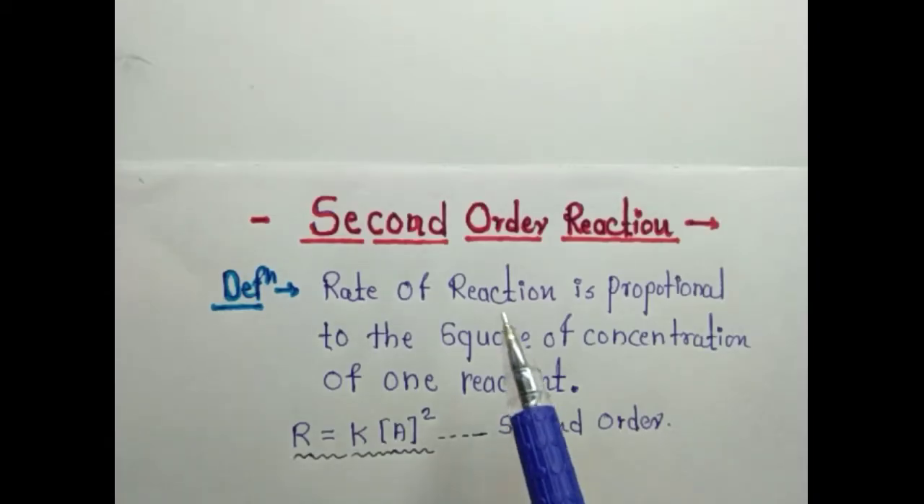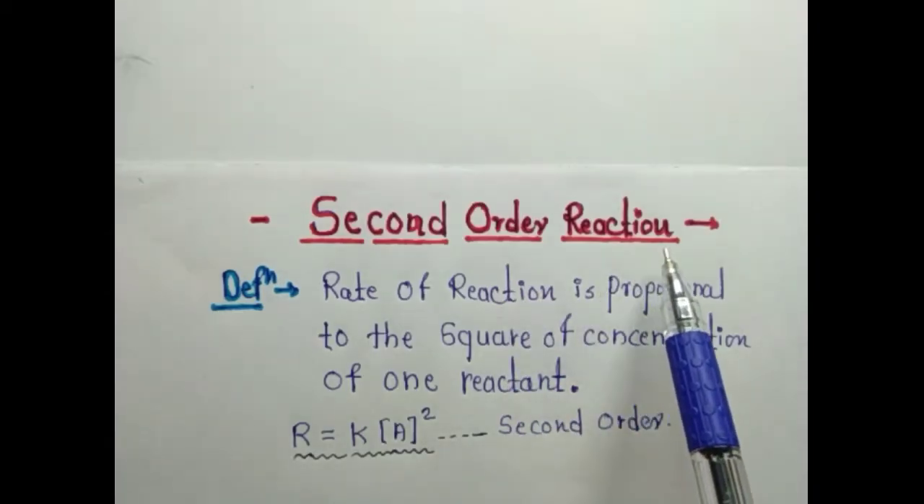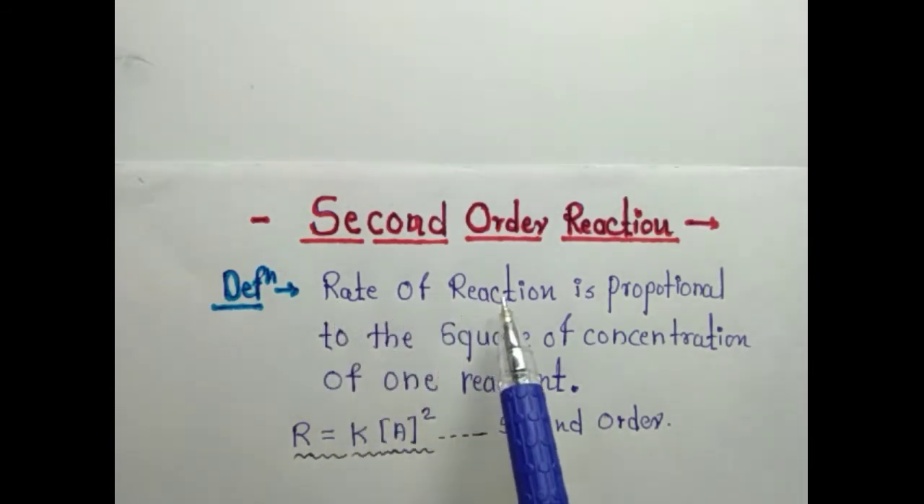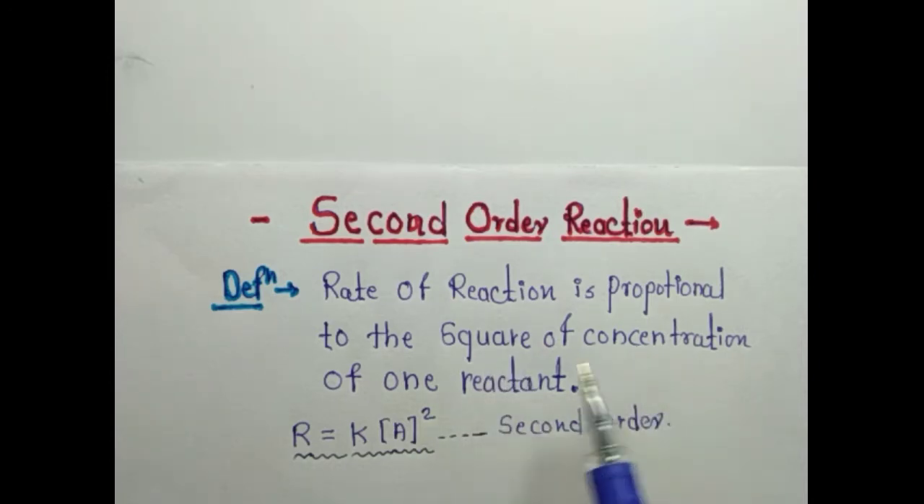This is our second order reaction. The definition of a second order reaction: the rate of reaction is proportional to the square of the concentration of one of the reactants. It means that R is equal to K times the concentration of reactant A raised to the power 2. This is our second order reaction.